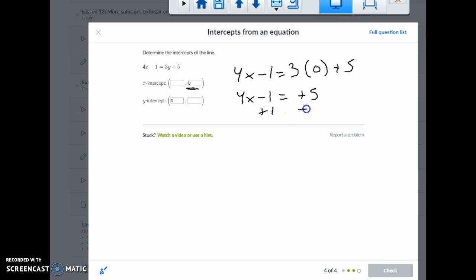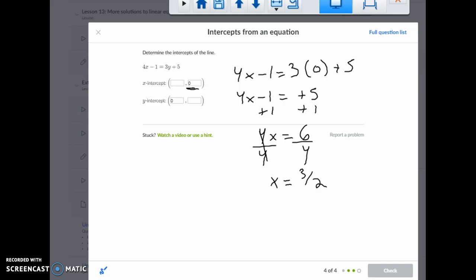We're going to add 1, add 1. You're going to have 4x is equal to 6. Divide by the 4 to isolate x. Divide by 4. You can just leave this as x is equal to 3 over 2, which is a fraction. So you can just leave that. So that's going to be 3 over 2.